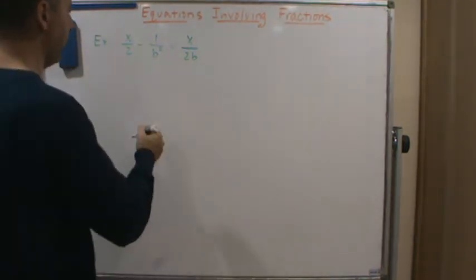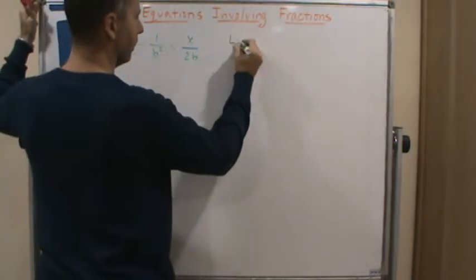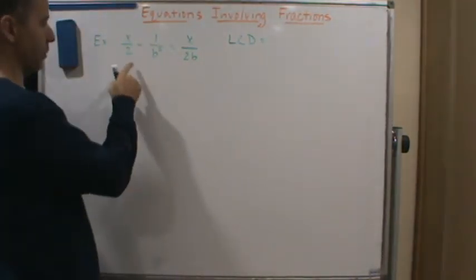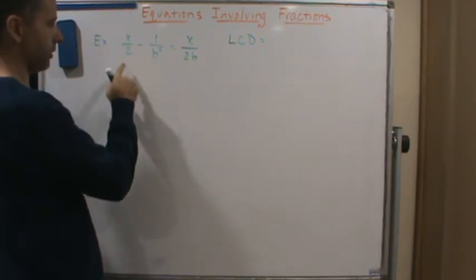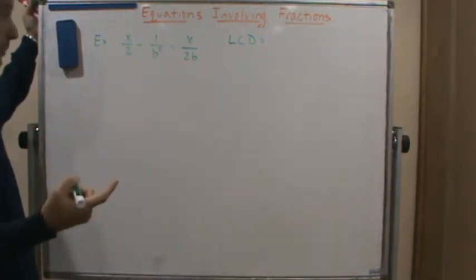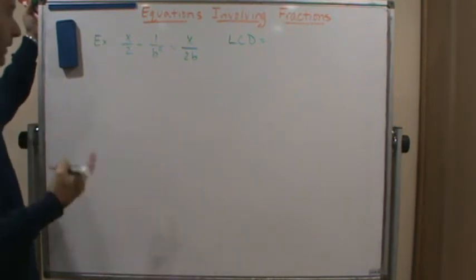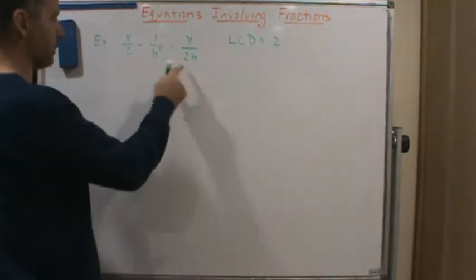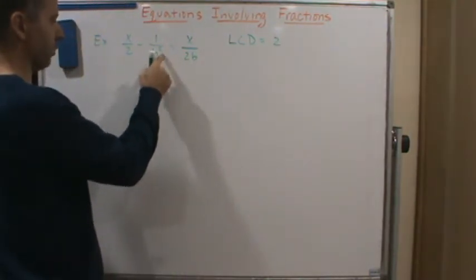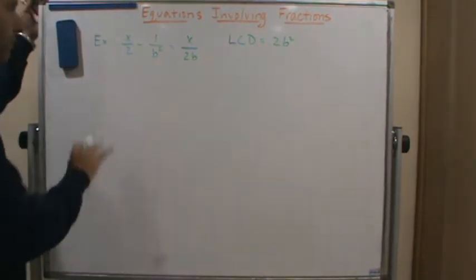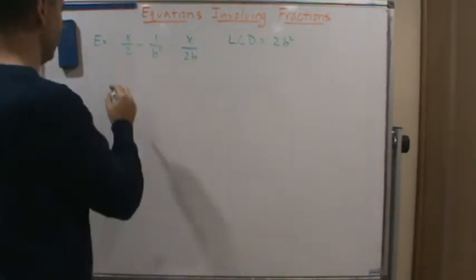Okay? So now, what's the least common divisor? Well, the least common divisor, again, is going to be all of the common factors, or all of the distinct factors raised to whatever the highest power is that's visible, that's there. So here it's going to be 2 times b, so b is the only other one, so b squared. So that's the least common divisor. So I'm going to multiply through by the least common divisor.